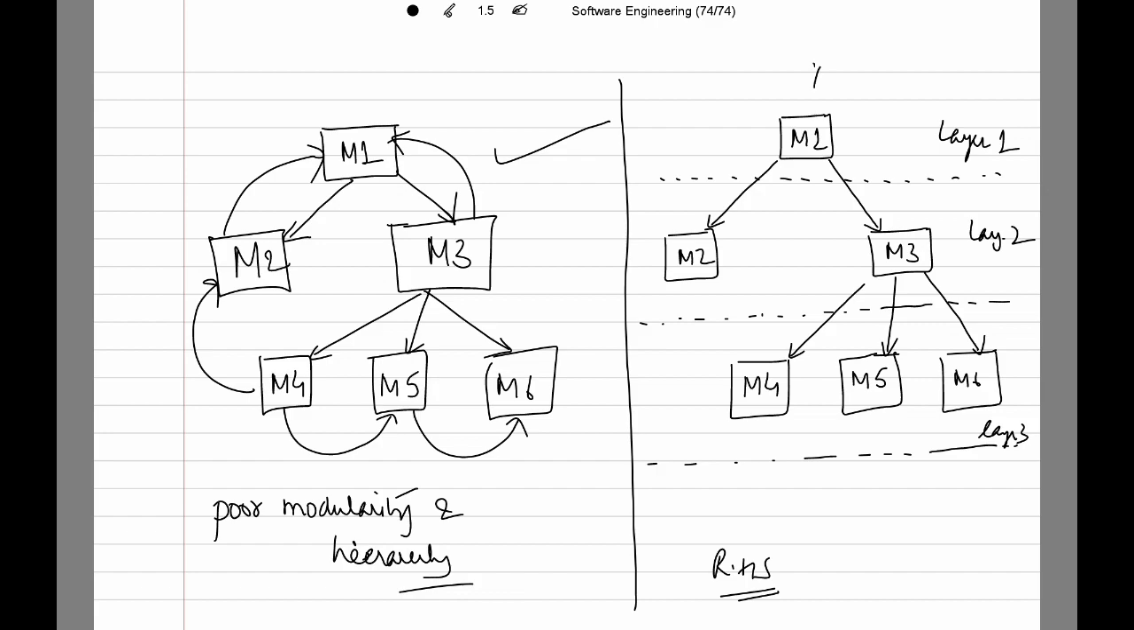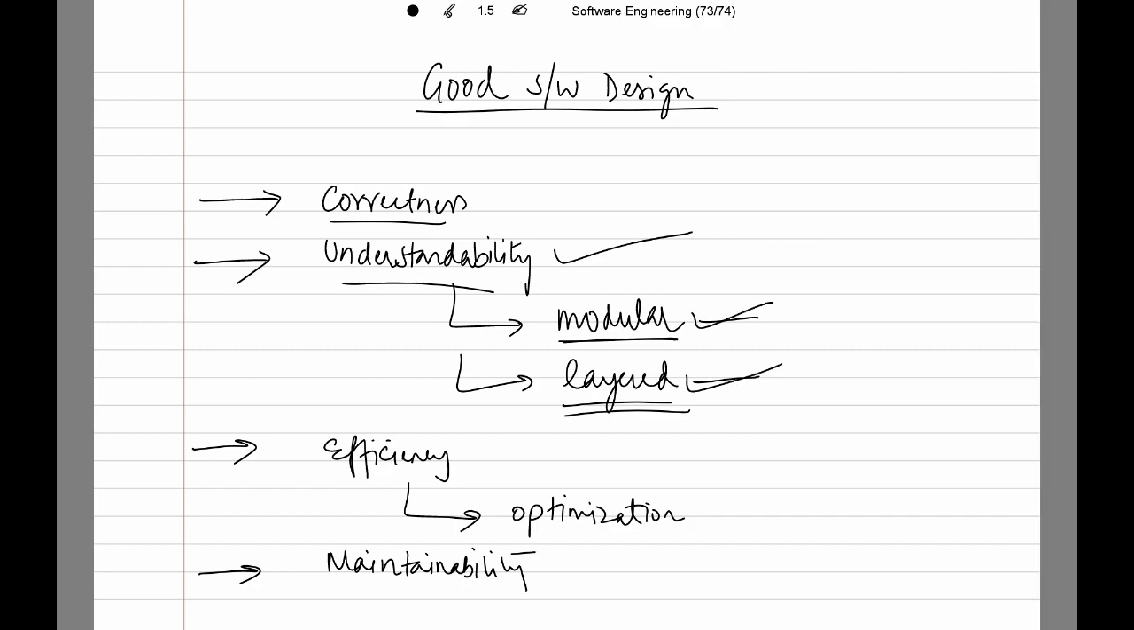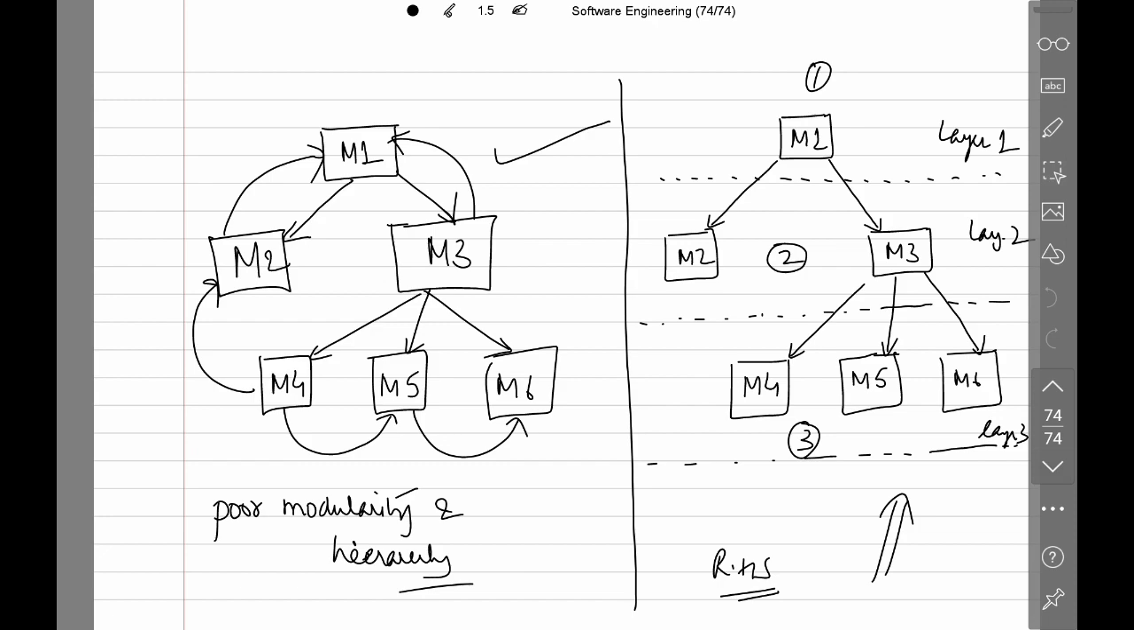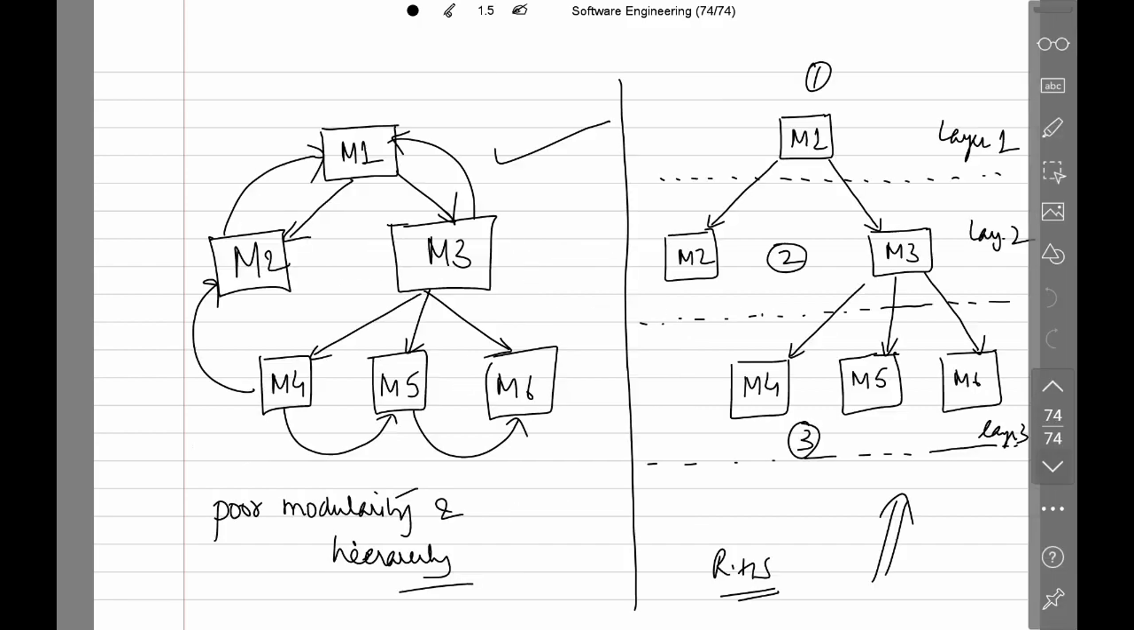That means at the top you have M1, then after that you have M2 and M3, and finally you have M4, M5 and M6. So there is a hierarchy. Okay, so such modules or such designs are actually called modular and layered. So if you have a design which is modular and layered, and has a good hierarchy, then this is an example of a good software design. Okay, it's very simple to understand.